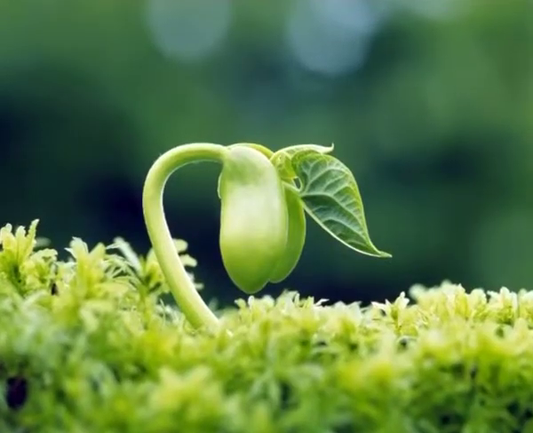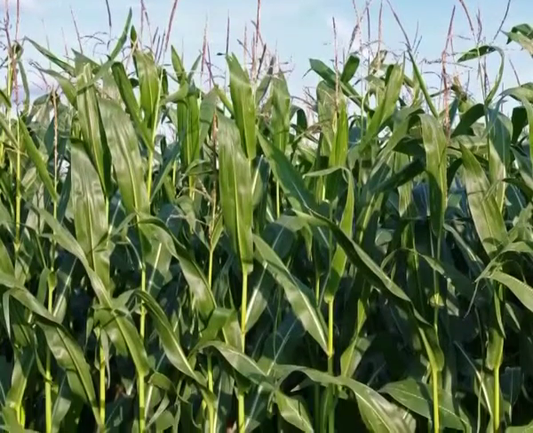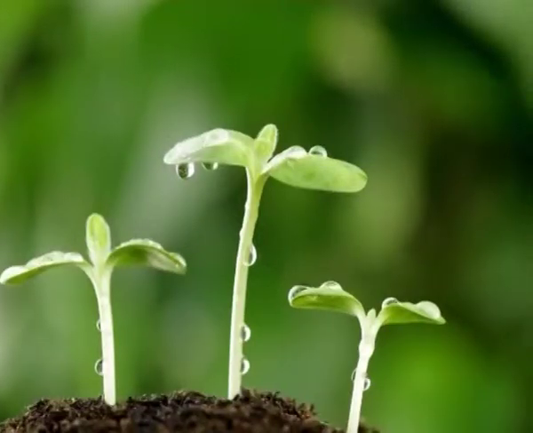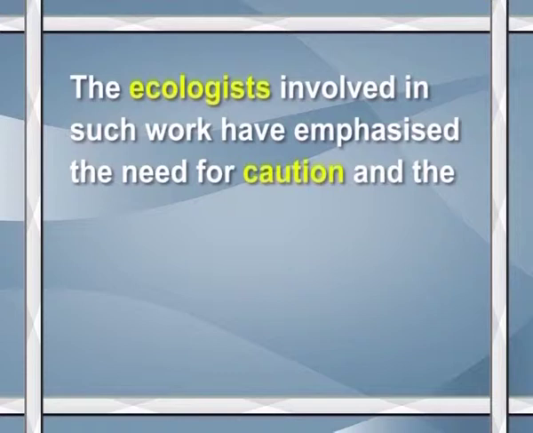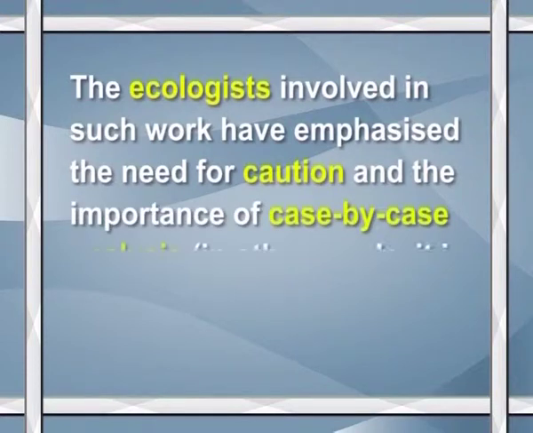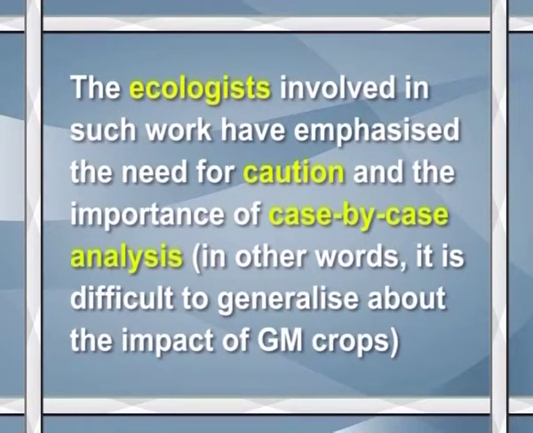Evidence from thousands of field trials suggests that the new plants will behave just like the varieties currently in cultivation. There is also evidence to suggest that the transfer of genetic material from transgenic crops to their wild relatives or unmodified plants occurs, although the frequency of such transfer and its significance is still debated. The ecologists involved in such work have emphasized the need for caution and the importance of case by case analysis. In other words, it is difficult to generalize about the impact of GM crops.